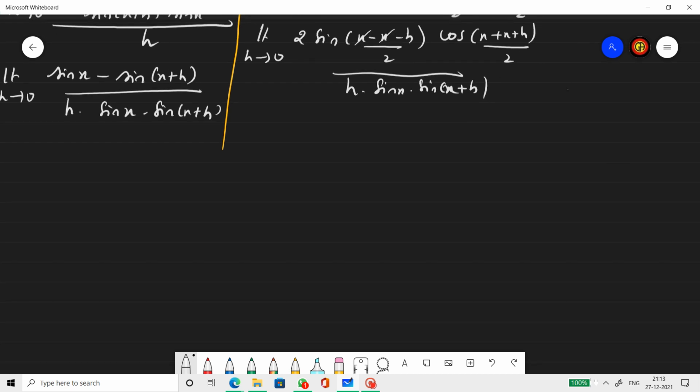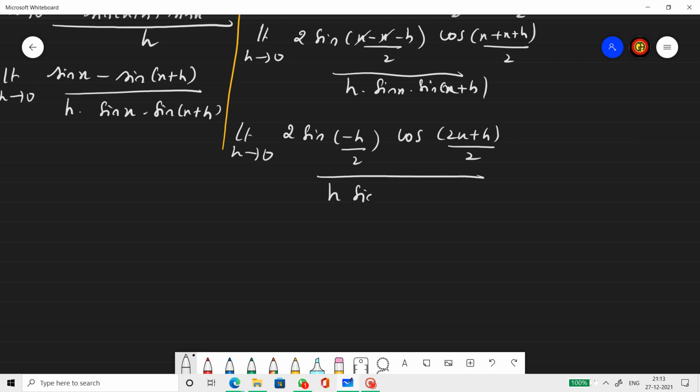So here plus x minus x get cancelled. Limit h tending to 0, 2 sin(minus h by 2) into cos(2x plus h by 2) divided by h into sin x into sin(x plus h). Now, we again know that sin of minus theta is minus sin theta. Therefore, this minus will come out. So it's minus 2, or just take the minus out because 2 you can bring down later.